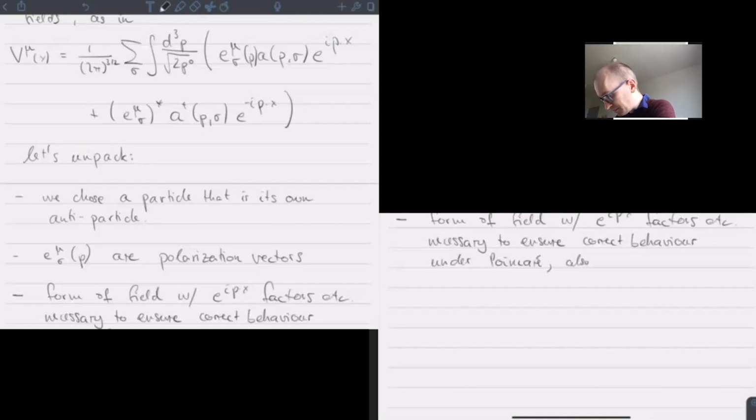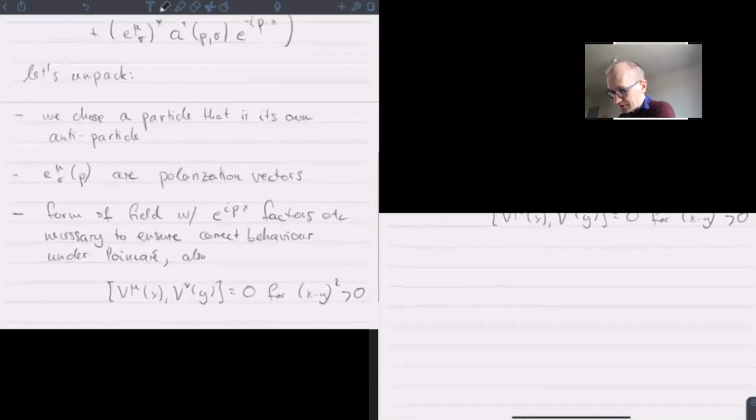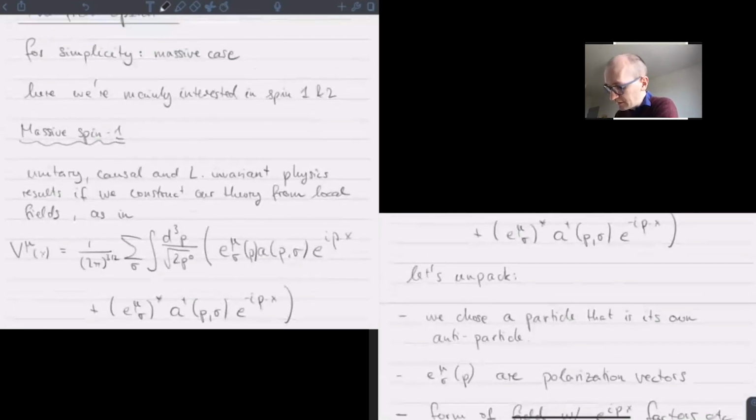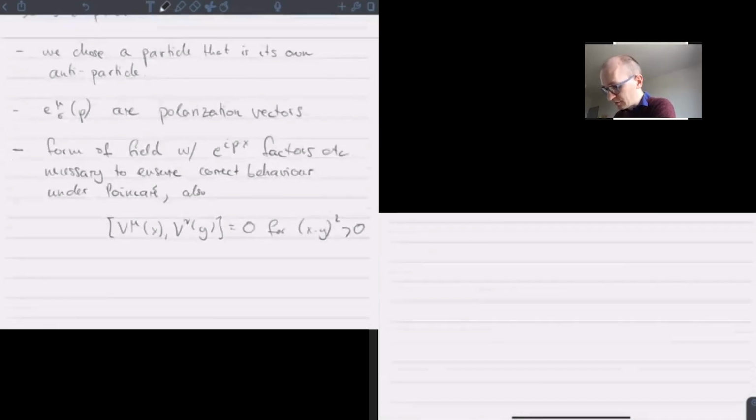Also, things like V nu at x with V nu at y being equal to 0 for x minus y squared positive. And more generally, the requirements that we mentioned up here: the requirements of unitarity, causality, and Lorentz invariance. Also in building the theory, the Hamiltonian out of integrals of such local fields. So just to write it, plus our earlier requirements mentioned above. Okay.